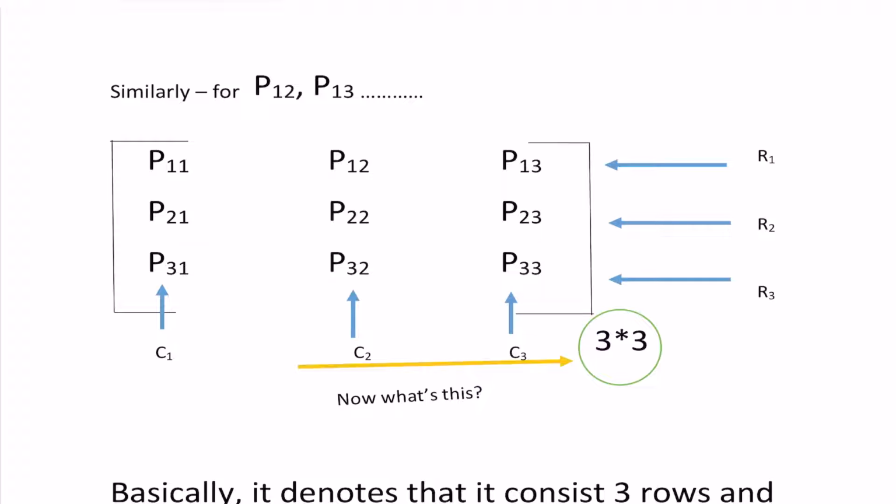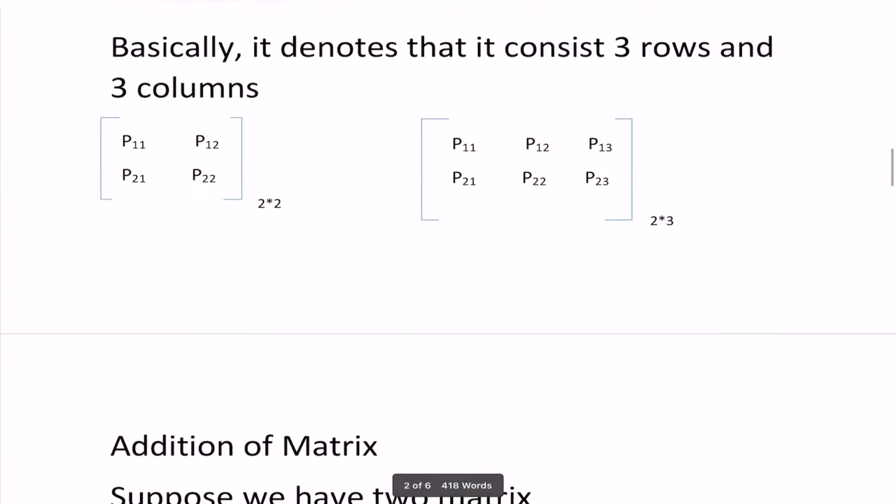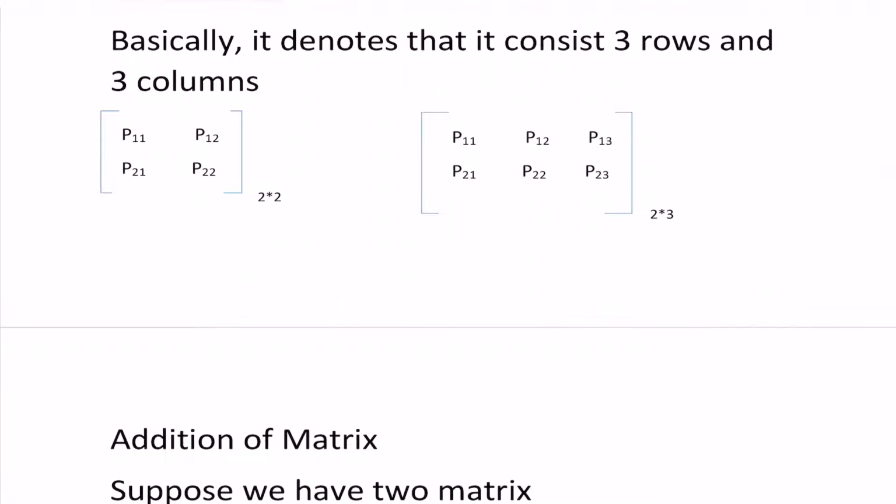Now what is 3 into 3 denoting? 3 into 3 denotes that the matrix has 3 rows and 3 columns. So the total number of components inside is 9. Now there are some other examples: a 2 into 2 matrix has 4 components inside it, and this 2 into 3 matrix has 6 components inside it.